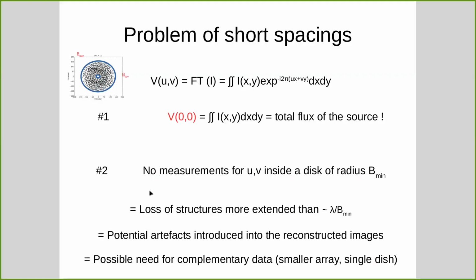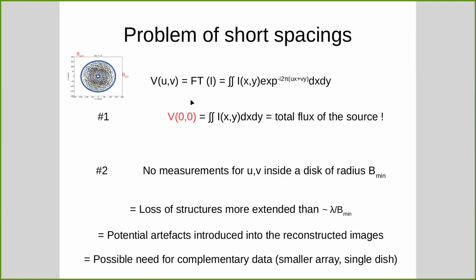So this is what we call the problem of short spacings. Now I come back to the mathematical equations, for those of you who like mathematics. And if I go back to what is the meaning of these visibilities right at the center in this UV plane here, the visibility at the point (0, 0), which we don't measure by construction. With an interferometer, you will never be able to measure this point here.